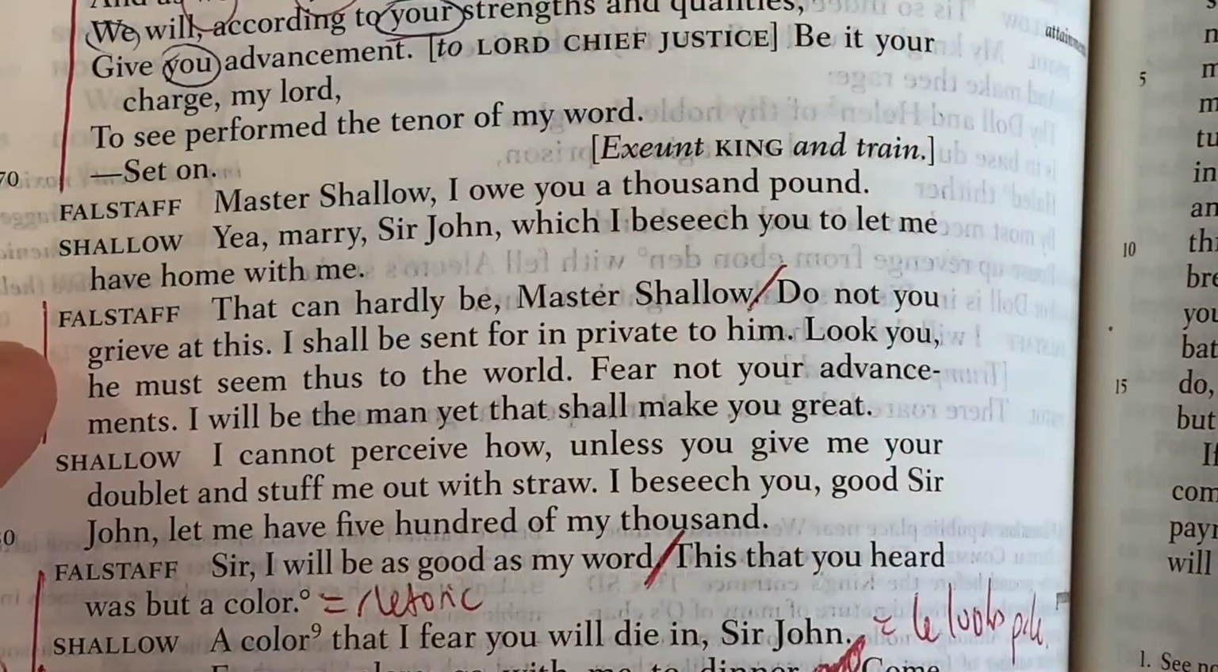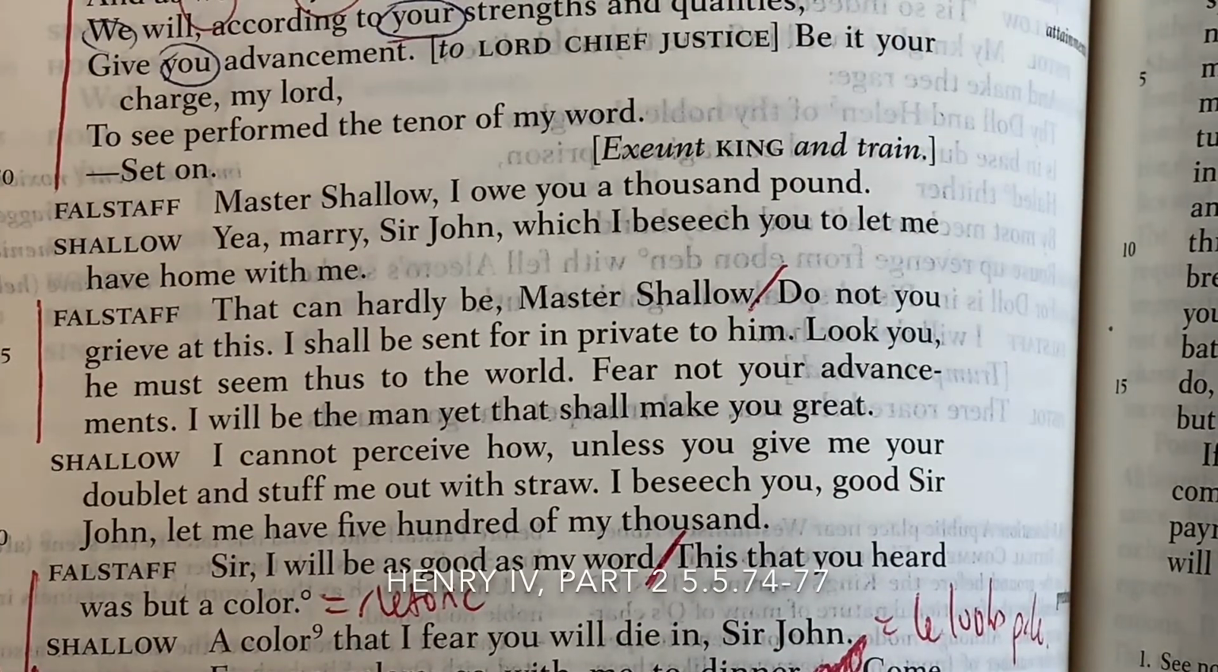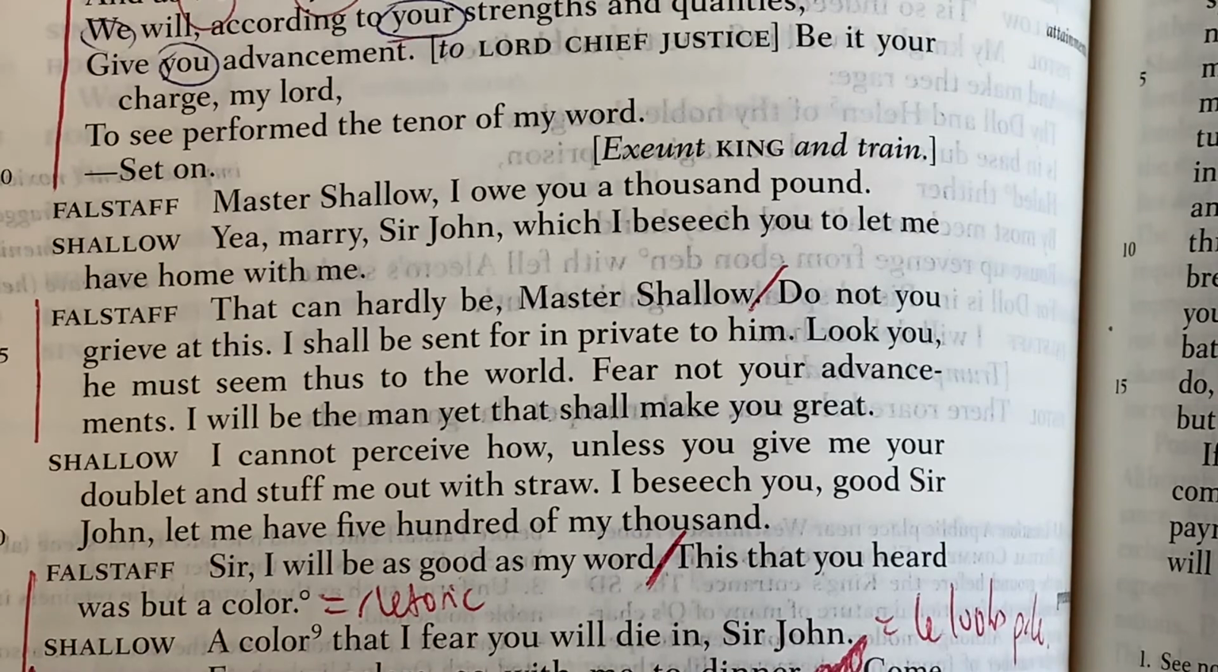And Falstaff is in complete shock, and he's scrambling. Do not you grieve at this. I shall be sent for in private to him. Look you, he must seem thus to the world. Fear not your advancements. He's promised them a lot of stuff. I will be the man yet that shall make you great.